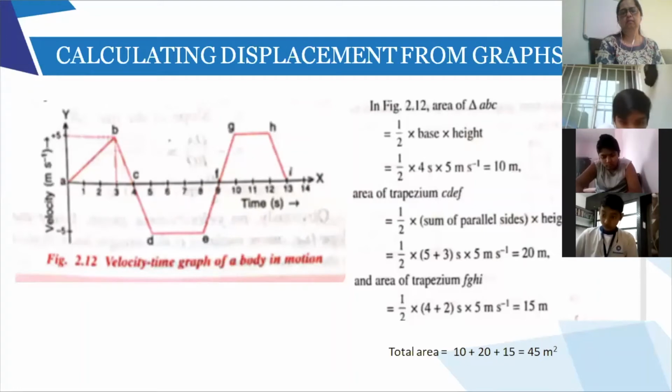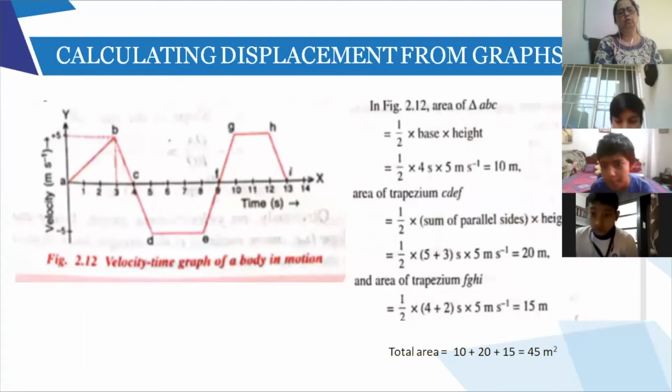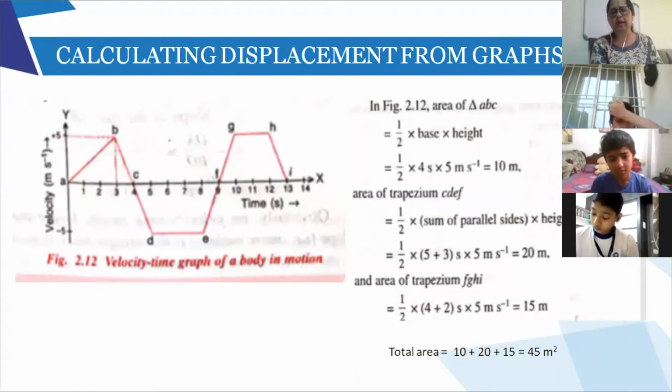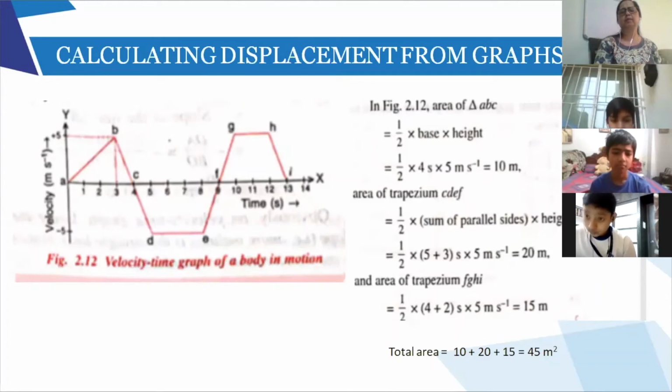Ma'am, shouldn't we subtract the second area? Subtract 20? No. Why we should not subtract? Because the negative sign is only to show that the person or the car is going in the opposite direction. But the distance we cannot subtract, we have to add it only. But this is displacement, ma'am. Displacement, distance, whatever, it's the same thing. You cannot subtract. You will keep it as it is, and the answer will come as 45.